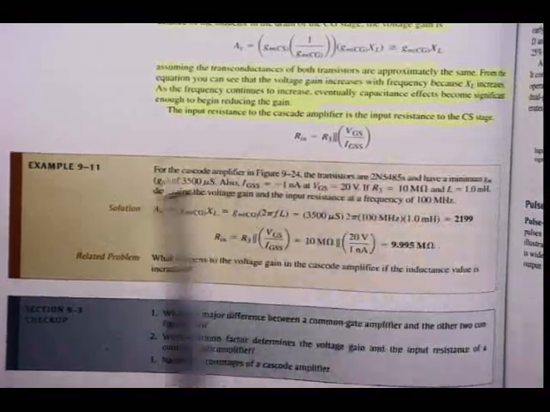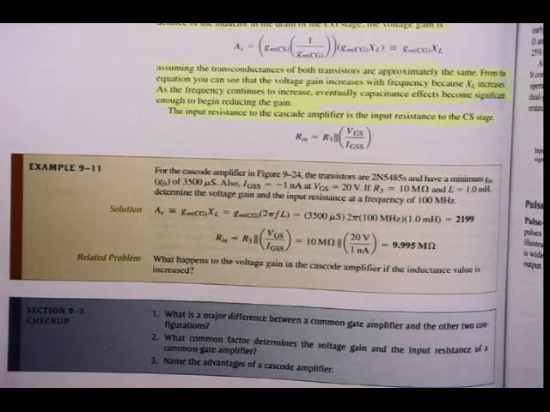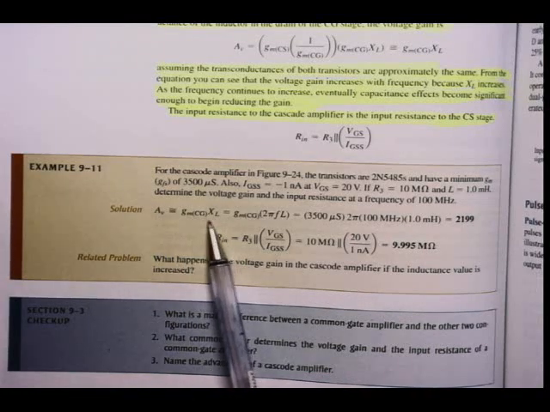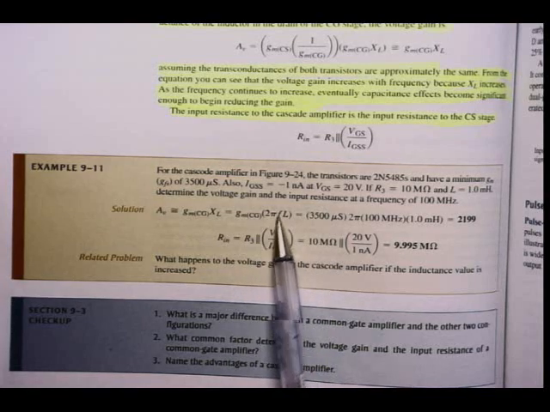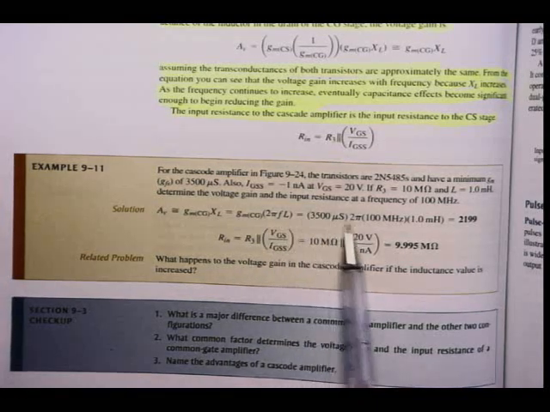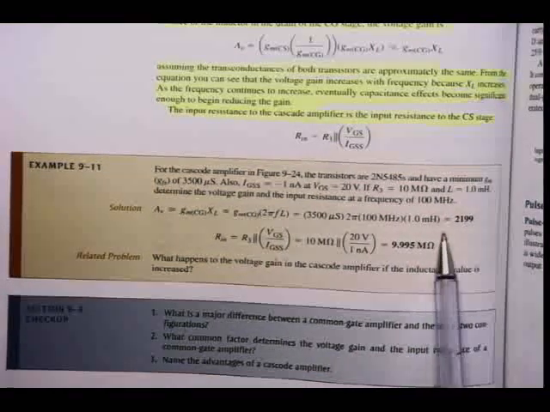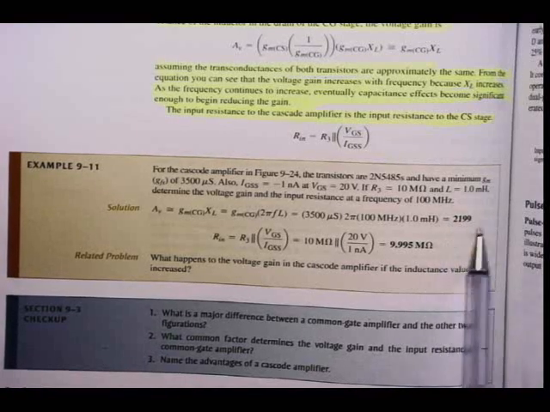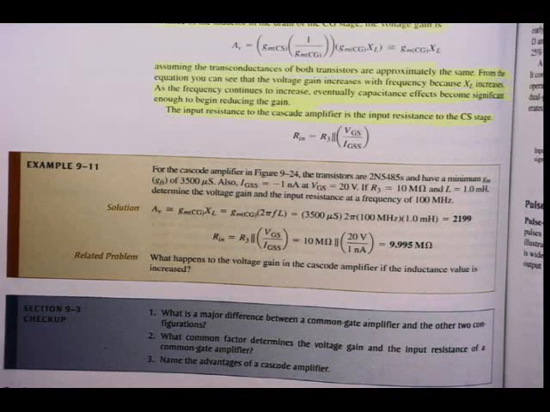So they basically gave you all the information to be able to use these formulas. So you just put all the values in there: Av, voltage gain, is gm of the common gate times XL, and XL is 2 pi f L, and I just put all the values in. In this case, 2199. It's actually quite strange that they wrote it in this American book like this. Normally it's 2,199 if they mean thousands, if you can recall from the previous examples.